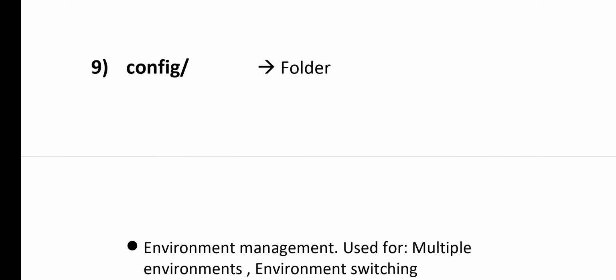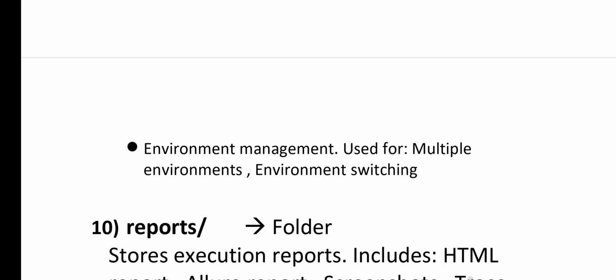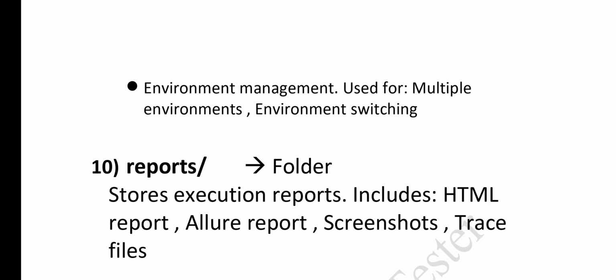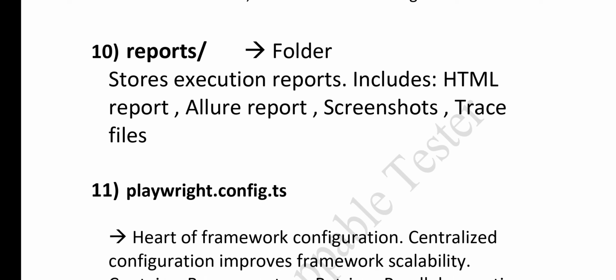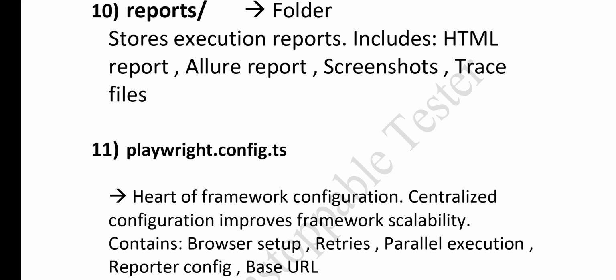Okay, so the next comes the config folder where it is being used for environment management. Usually environment management means switching between QA environment or dev environment, or with respect to any specific environment, it can be a SIT or regression or whatever it may be. Okay, so the next comes the reports folder. So it's usually used for storing the execution reports. Okay, it includes HTML report, Allure reports, screenshots, and trace files.